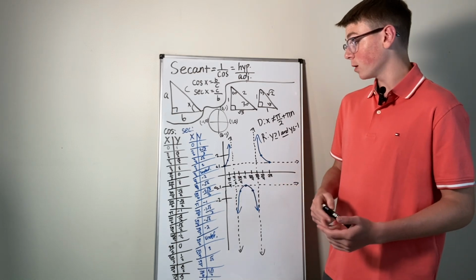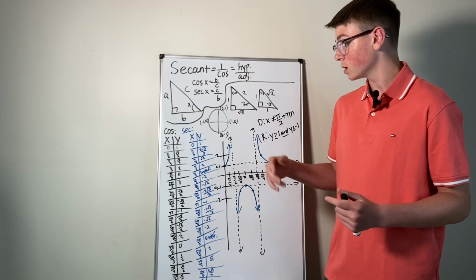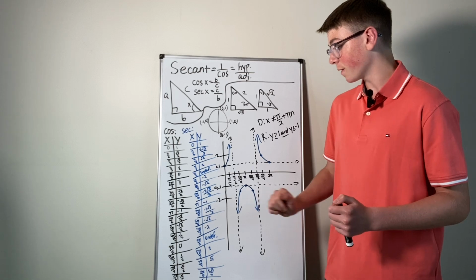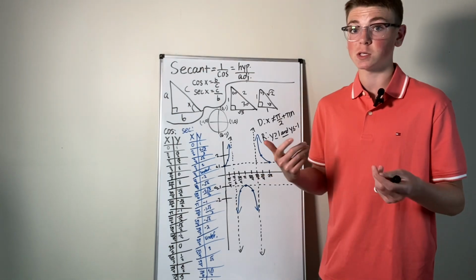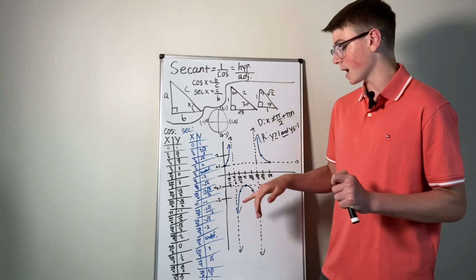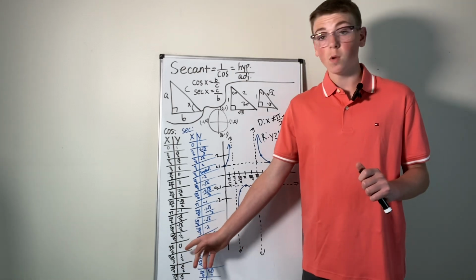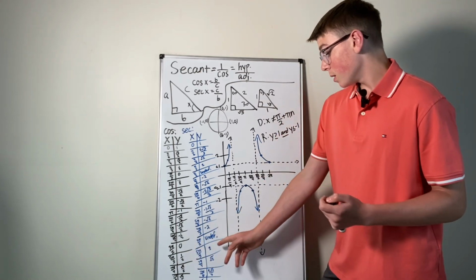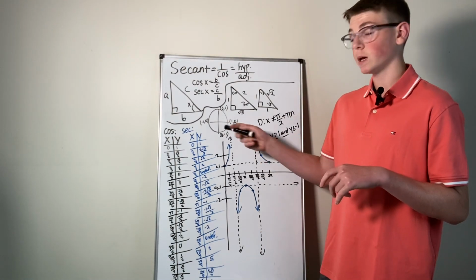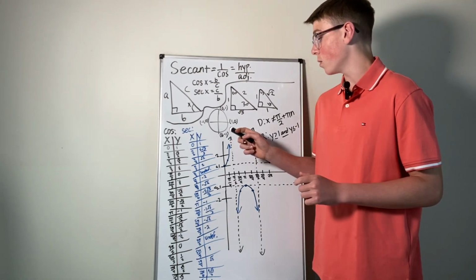Then 3 pi over 4, we have the same as pi over 4, but negative because we are in the second quadrant. So it is negative root 2. At pi, we have negative 1. At 5 pi over 4, same as pi over 4, which is root 2, but negative because it is in the third quadrant. So we have negative root 2. At 3 pi over 2, we are undefined because it is 1 over 0. Then at 7 pi over 4, we have the same as pi over 4 in quadrant 4, so it's positive. So we have root 2. And at 2 pi, we have 1.